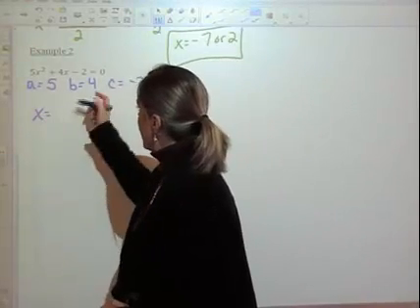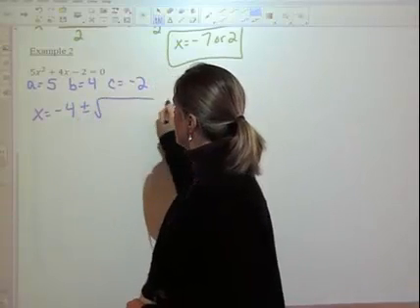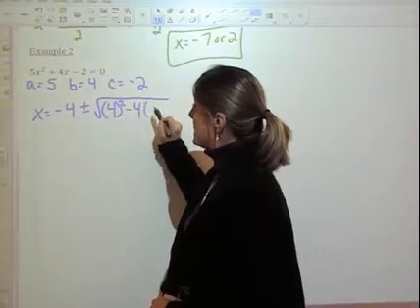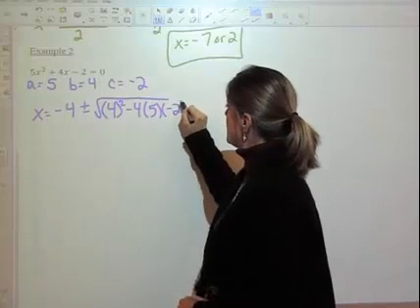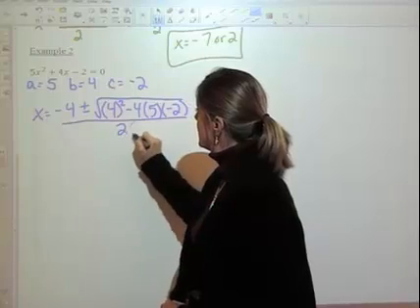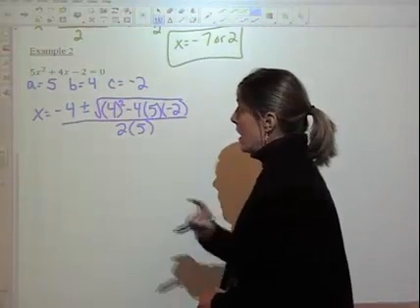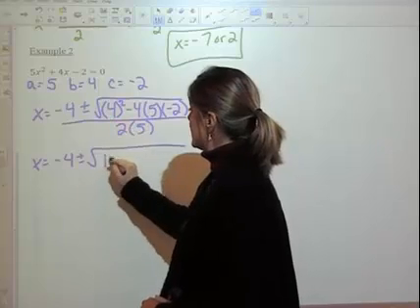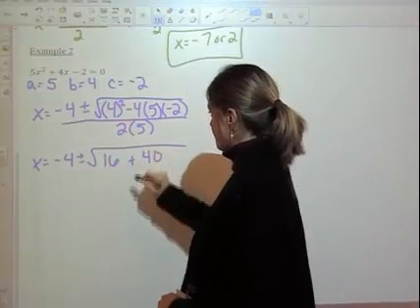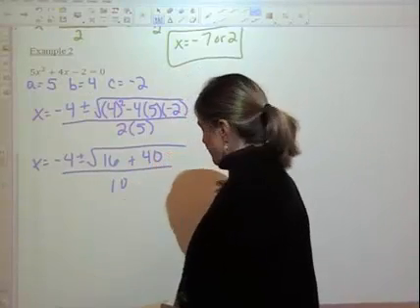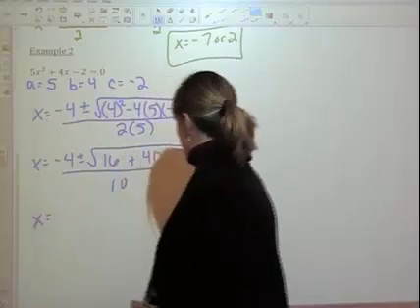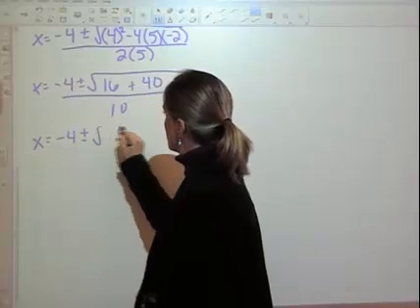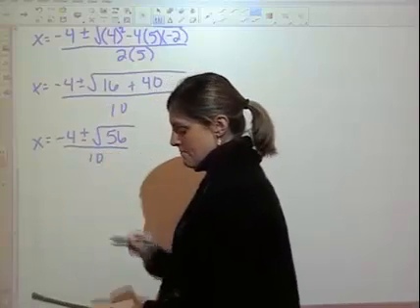So we have x equals negative b, so negative 4, plus or minus the square root of b squared, so that's 4 squared, minus 4 times a, which is 5, times c, which is negative 2. And then all over 2 times a. All right, now we just need to simplify. So we have negative 4 plus or minus the square root, and that becomes 16 plus 40, all over 10. So then that becomes, let's roll that up a little so we can see it better. All right, so that becomes negative 4 plus or minus the square root of 56 all over 10.